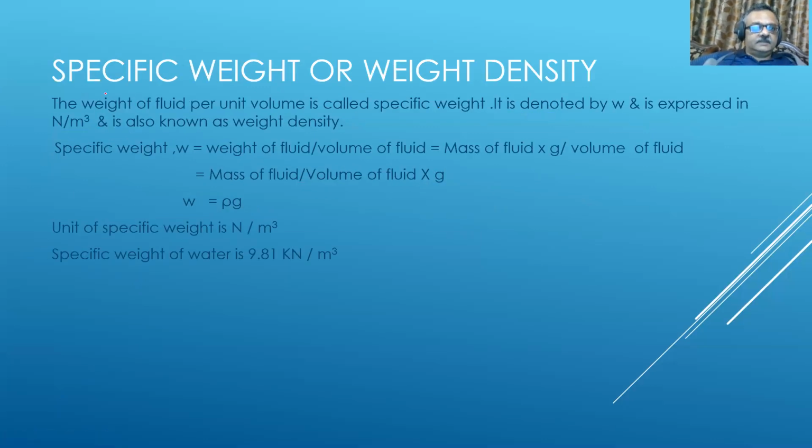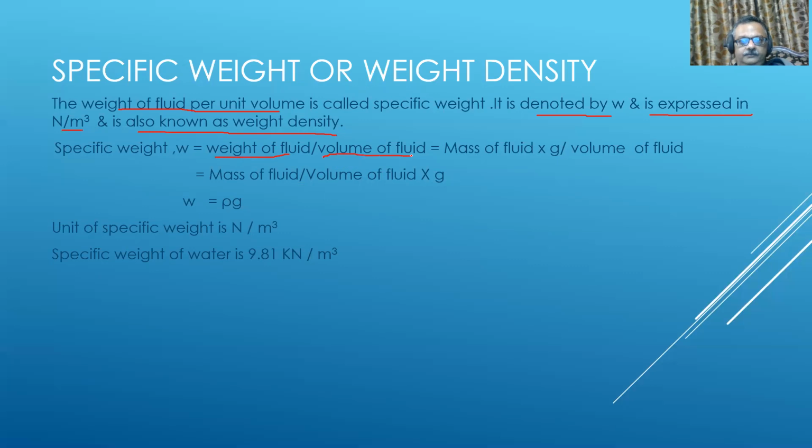Next is specific weight or weight density. It is defined as the weight of fluid per unit volume. Okay, students, weight of fluid per unit volume, and it is denoted by w. It is expressed in Newton per cubic meter. It is also known as weight density. So as per the definition, specific weight is equal to weight of the fluid to the total volume of the fluid.